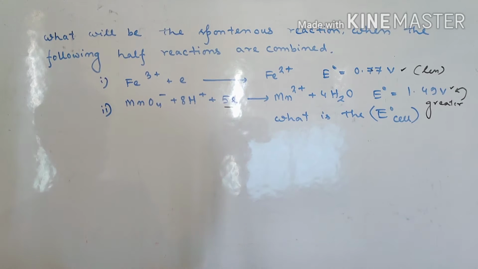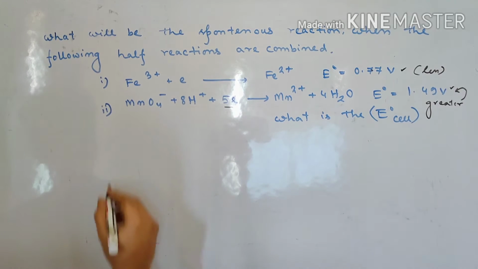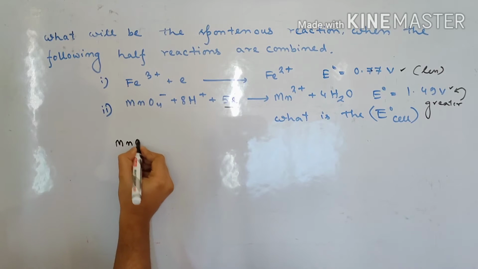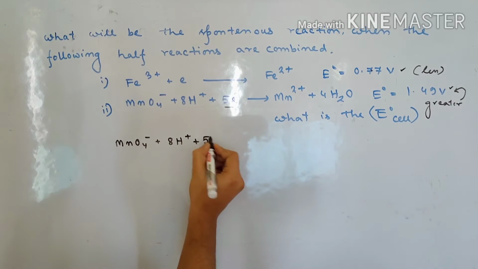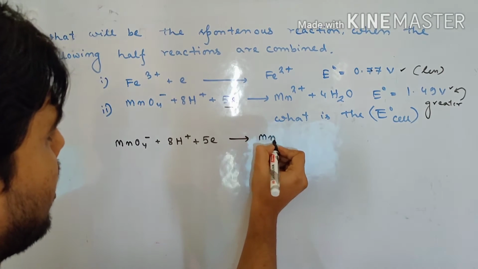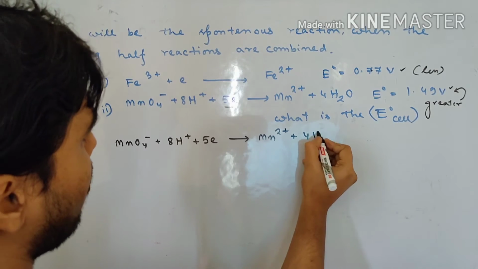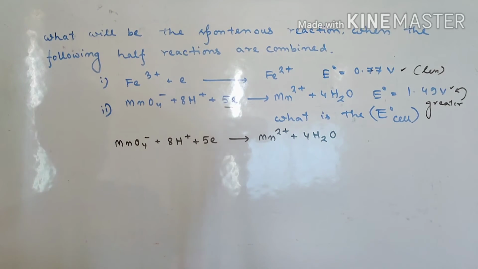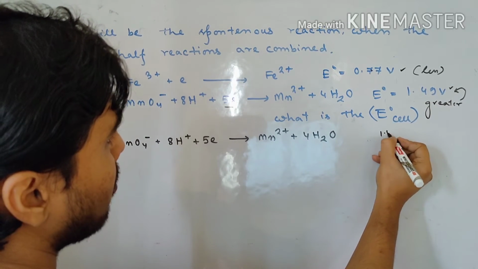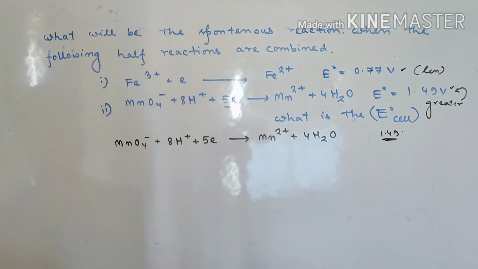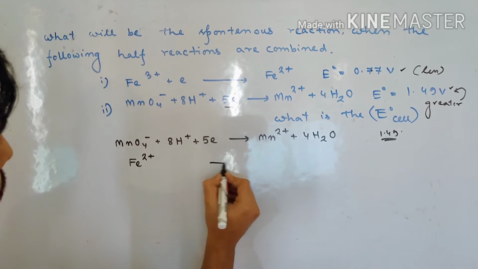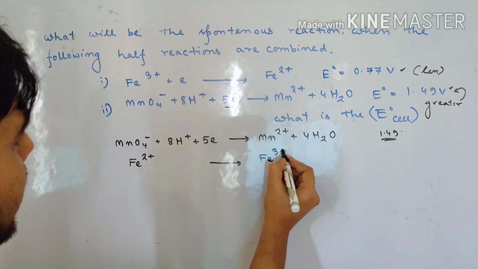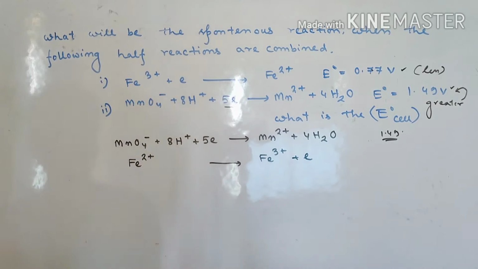So I have to rewrite the equation by reversing them. So I will be writing MnO4- plus 8H+ plus 5 electrons giving rise to Mn2+ plus 4H2O. And E0 value is also known, it will remain as, remember, 1.49. This one will be opposite. Why opposite? I have just told you. So it will be Fe2+ giving rise to Fe3+ plus an electron.